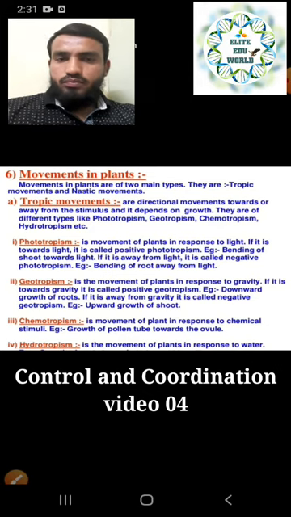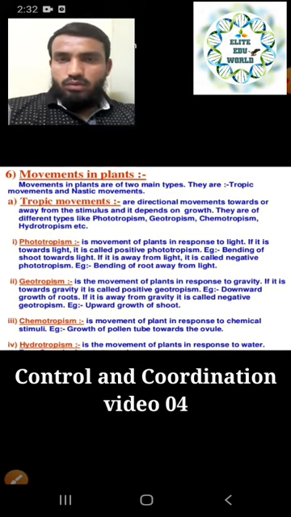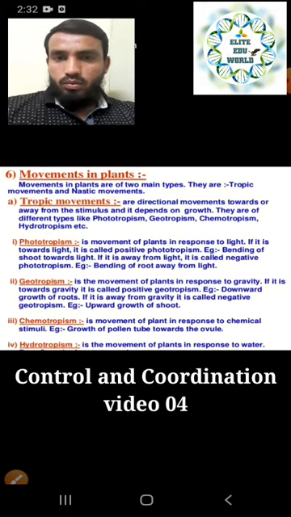So the movement is basically of two types, tropic movement and nastic movement. Number 1, we will see tropic movement. So what is a tropic movement? That is a directional movement towards or away from the stimuli. Stimuli we have already seen, the response around the plant or the body of the animal or plant. A stimulus can be sunlight or water. So it is of two types, towards the stimuli or away from the stimuli.